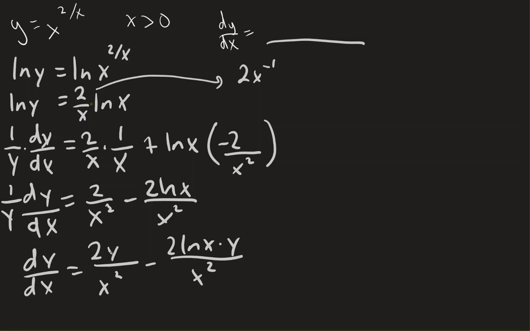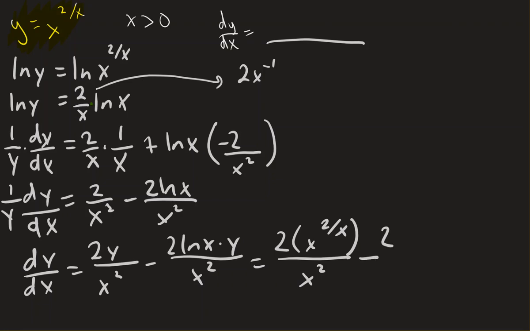Okay, well, I don't like that I have x's and y's in here, but if we look all the way back up here, we know what y is in terms of x. So I can actually substitute that in here. So 2y over x squared is the same as 2 times x to the power of 2 over x, over x squared. And right here, minus 2y, I'm going to put this in place of y, natural log of x over x squared.